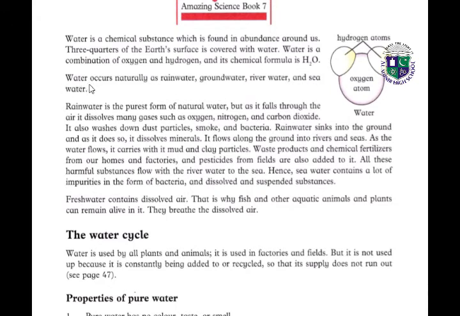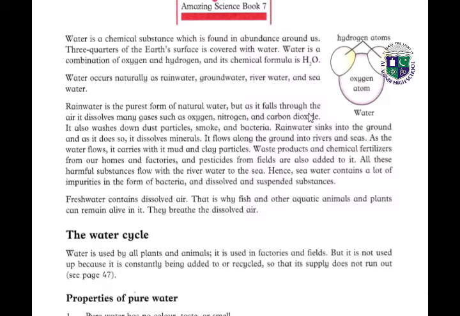Do you know water occurs naturally? Yes, water occurs naturally in the form of rainwater, groundwater, river water and sea water. Rainwater is the purest form of natural water. Rainwater is the purest form of natural water.